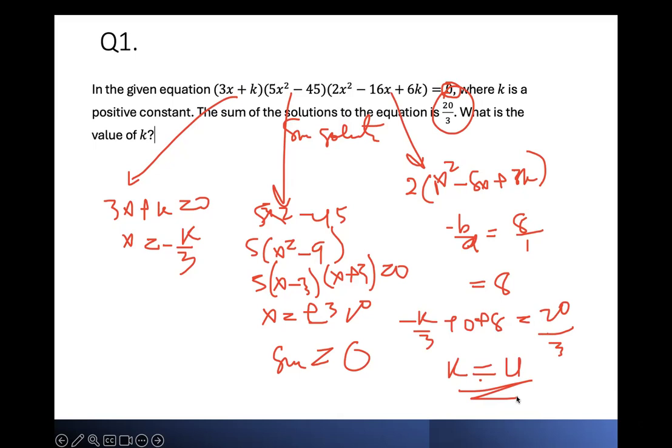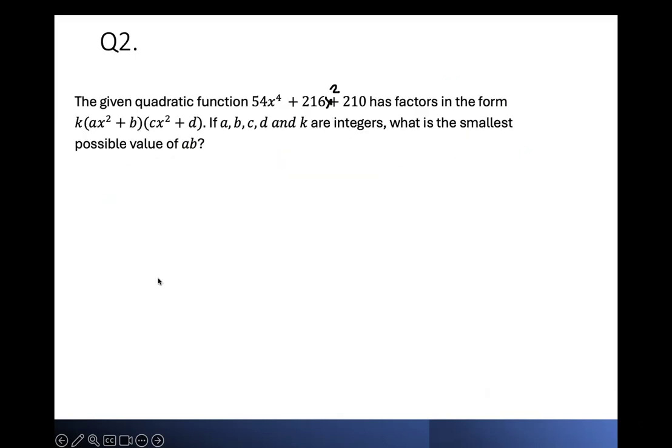This is the way I want to approach it. You should approach every question like this as much as possible. Think about what they want you to do, and then handle it. The given quadratic function has factors in the form of (as² + bx)(cs² + d), where a, b, c, d, and k are all integers. What is the smallest possible value of ab?